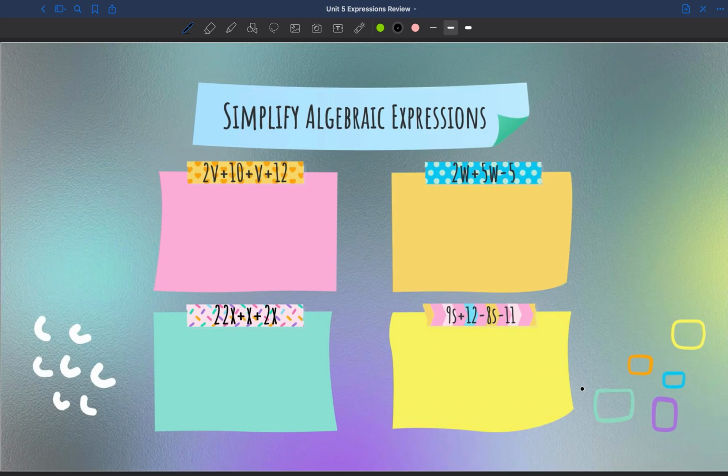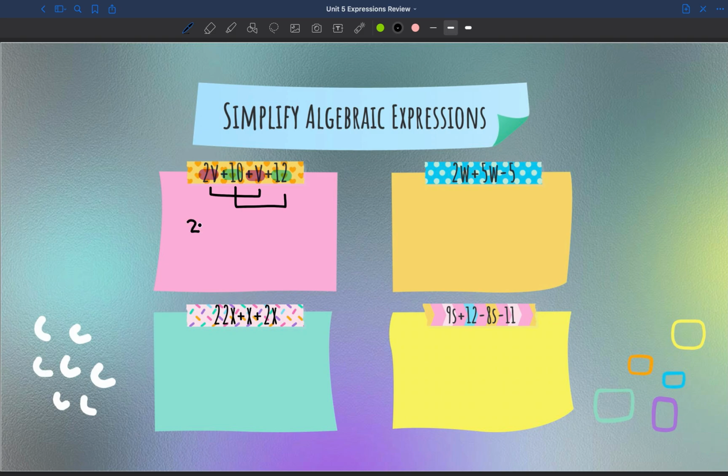Moving on, we are going to work with simplifying algebraic expressions. Looking right over here at this top one, it says 2v plus 10 plus v plus 12. While working with simplifying algebraic expressions, we need to find like terms. We know that 2v plus v are like terms, and we know that positive 10 plus positive 12 are like terms. And now that we know that we have like terms, we can add them to one another.